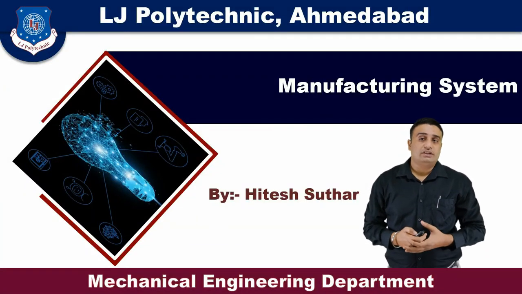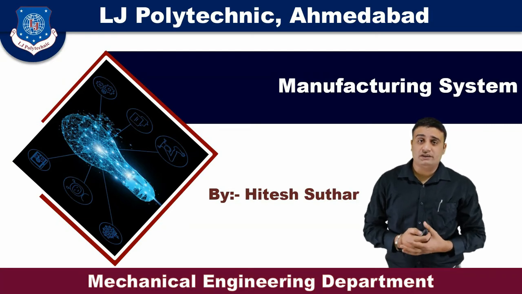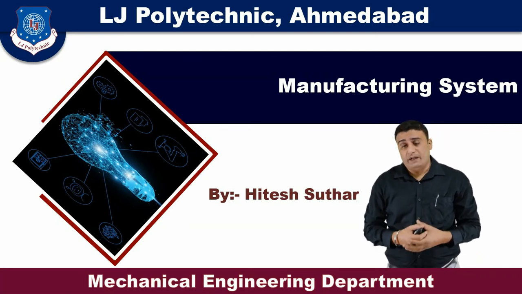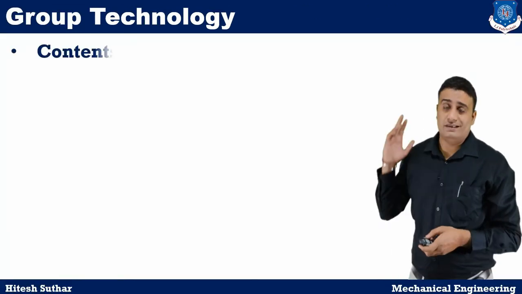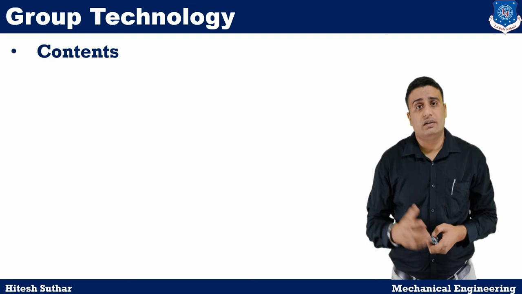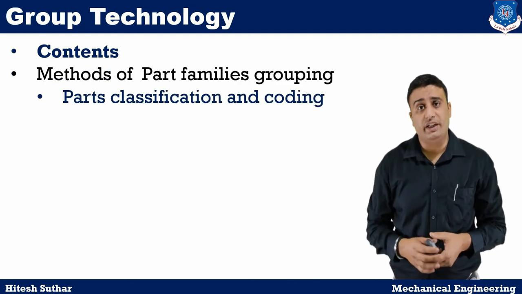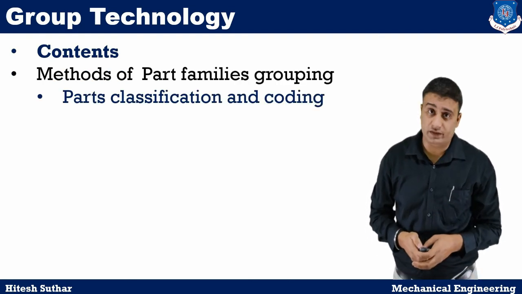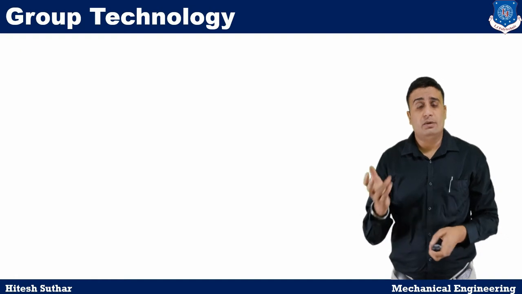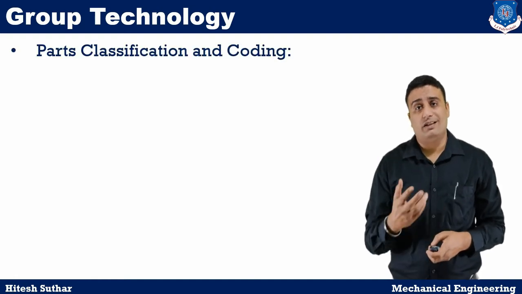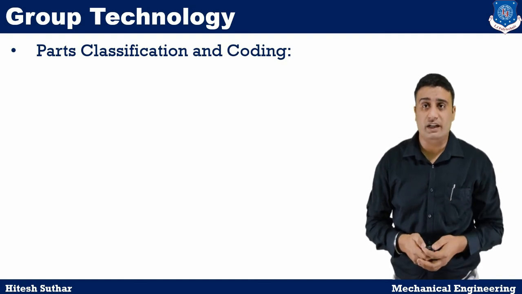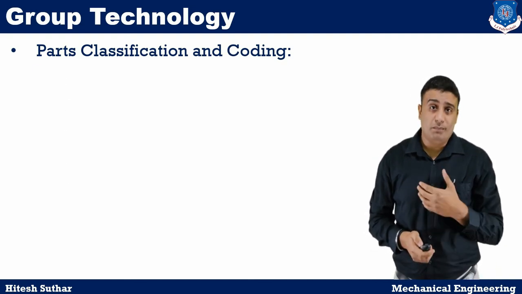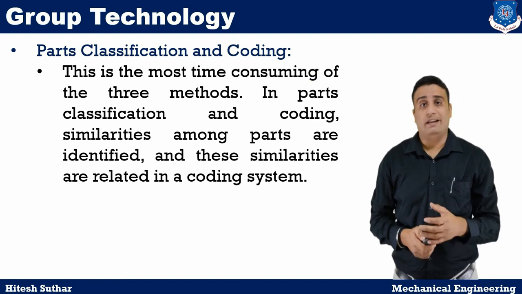Today we are going to discuss the third method of part classification and coding, that is, part families grouping in group technology. So let's start with the contents of our topic: part classification and coding and types of coding methods. In the previous video we discussed the three methods of part families and coding. In this video we will discuss the last one. This is the most time consuming of the three methods.